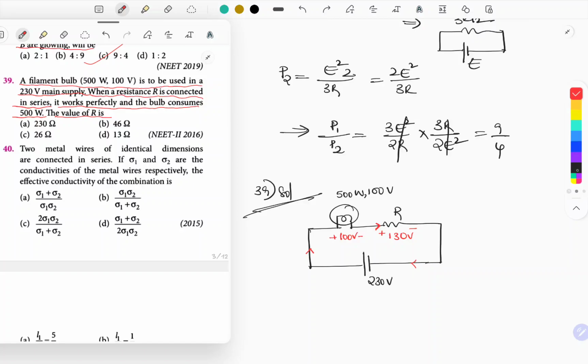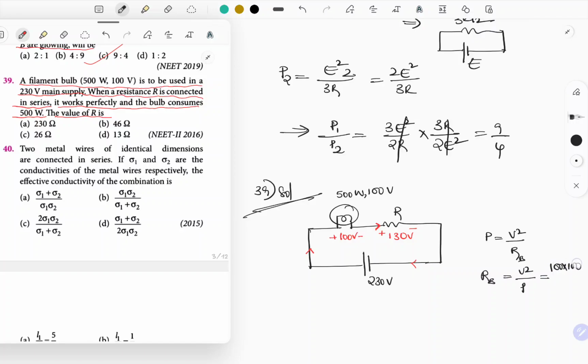So how to find out resistance of the bulb? We can find out with the help of given rating of the bulb. Formula for power is V square by R, right? Then R of bulb is equal to V square by P. What is the value of V? It's 100.